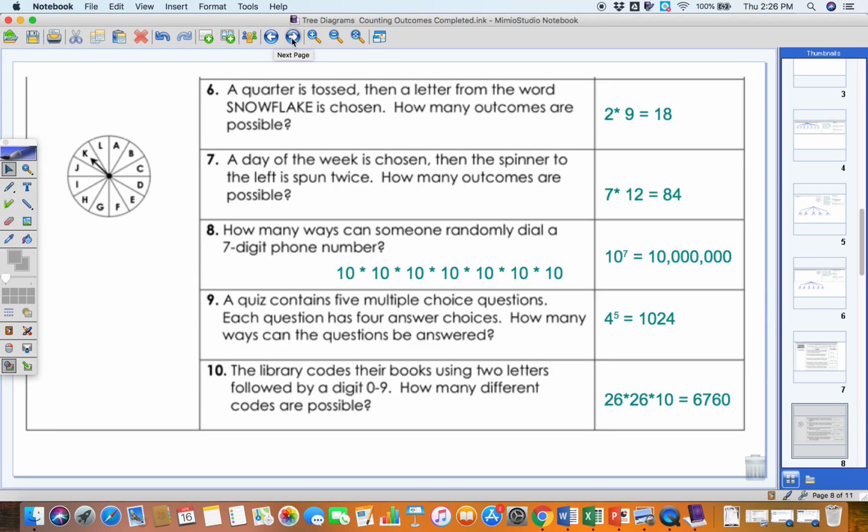So if we keep going, a quarter is tossed, which has 2 possible outcomes, heads or tails. And then a letter from the word snowflake is chosen. How many outcomes are possible? Well, that's 2 times 9, so 18.